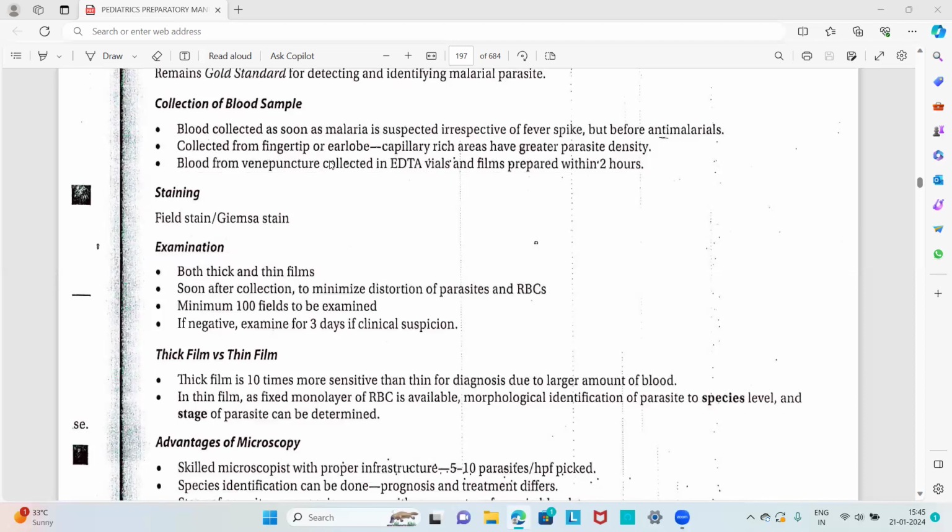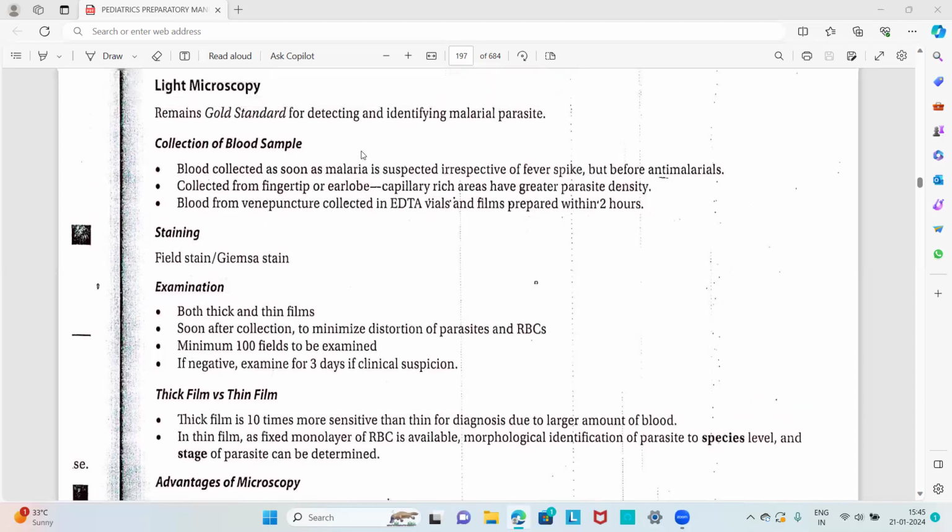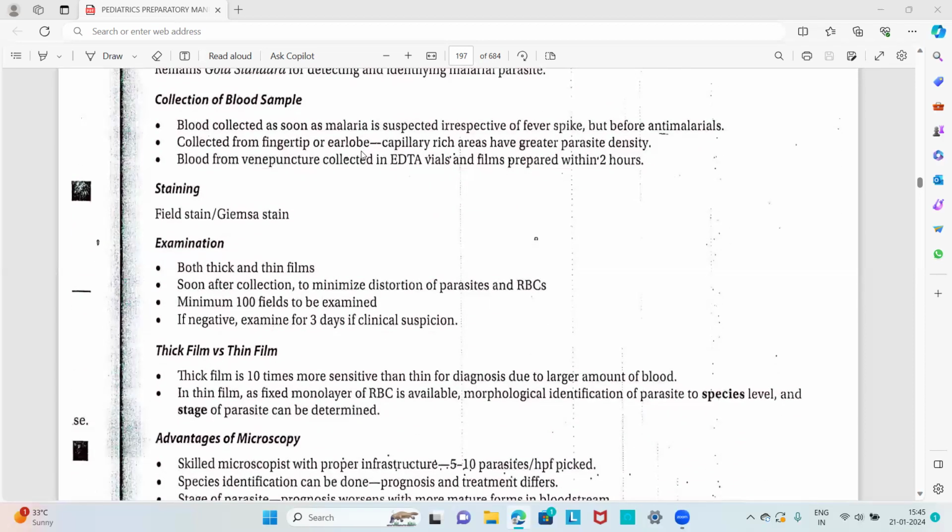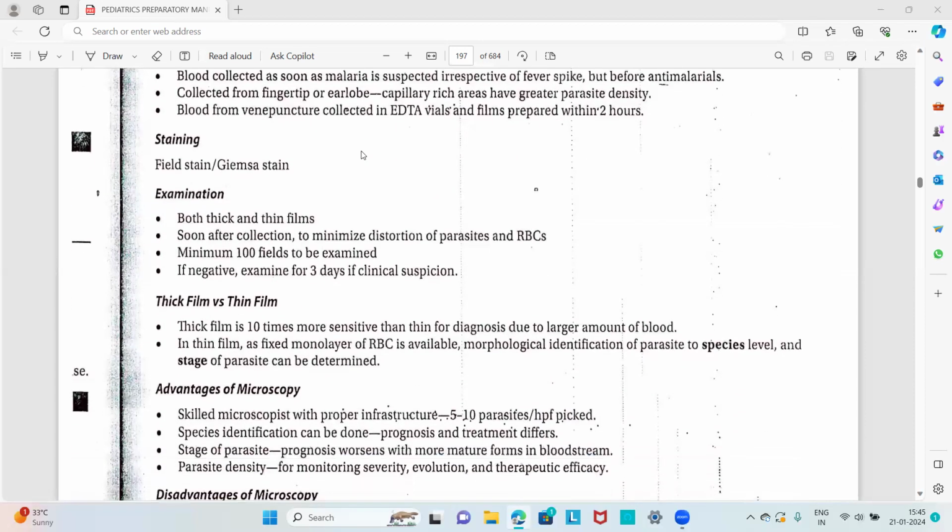And blood from the venipuncture is collected in the EDTA vials and films prepared within 2 hours. So these are the things we have to keep in mind for collection of the blood samples for preparing the smear for the light microscopy. Then stain with the Field stain or the Giemsa stain and examine both thick and thin films, which have to be prepared soon after collection to minimize distortion of the parasites and RBC.